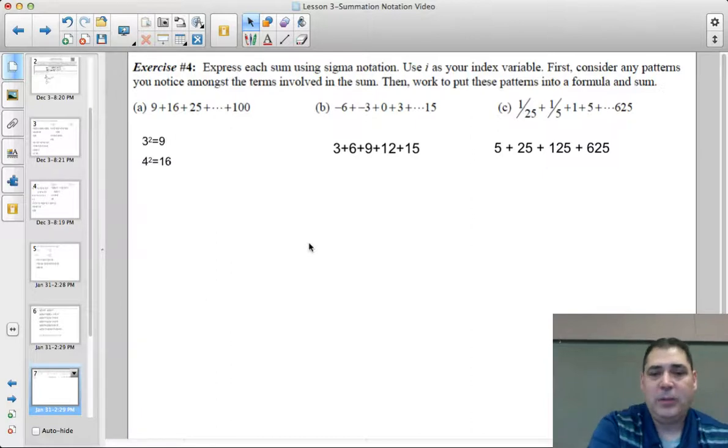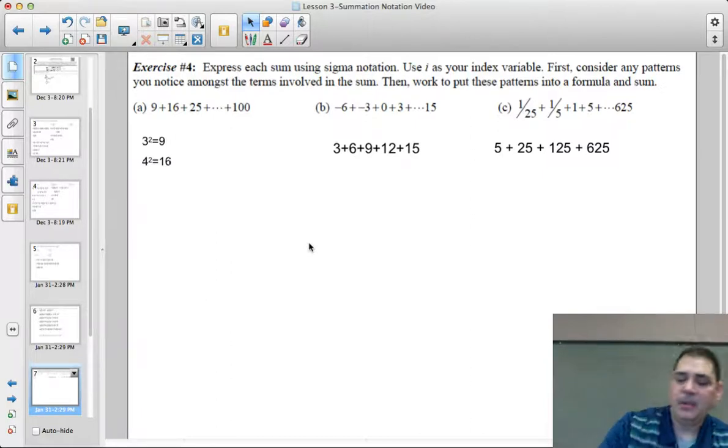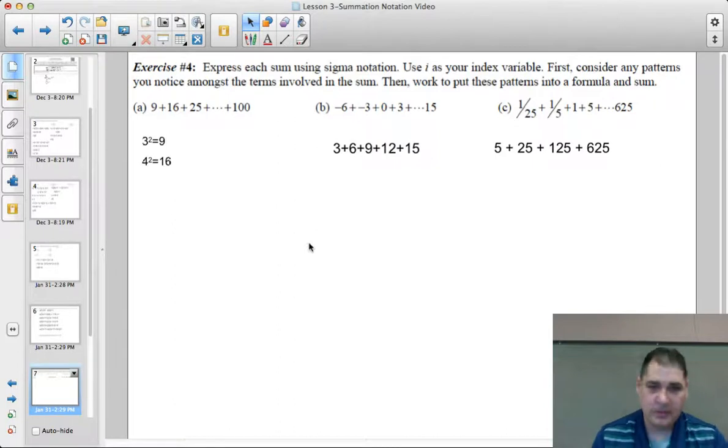Exercise 5. Now they want us to go in reverse. Okay, I'm going to use my pen here. I'm getting used to this, so just bear with me. Writing's not the best, but I'm getting better at this. All right, so get my pen.